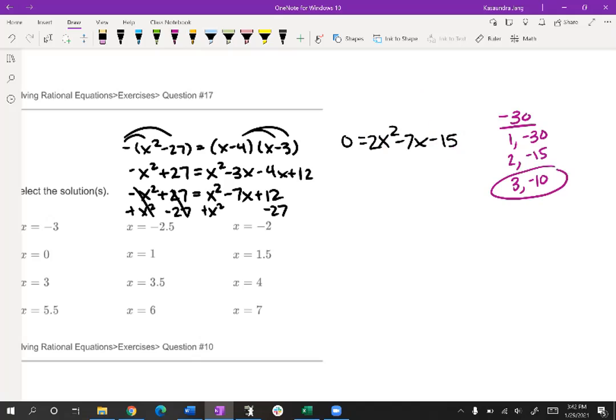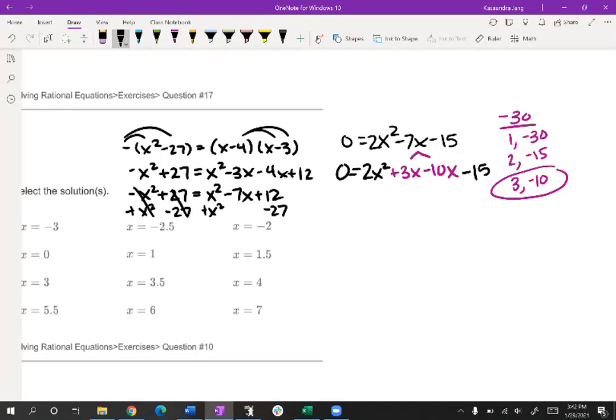Which means I'm going to leave the first term, the 2x squared, the same. It's still all equal to 0. My last one, the negative 15, is going to be the same. I'm just going to break apart my negative 7 into a positive 3x and a negative 2x.